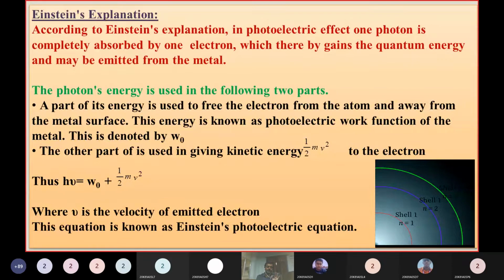So the photon energy is divided into two parts. One part acts as the work function, and the other part of the energy is supplied to the electron. Due to that energy, the electron will gain some velocity, so it will become kinetic energy. This equation we call the Einstein photoelectric equation.